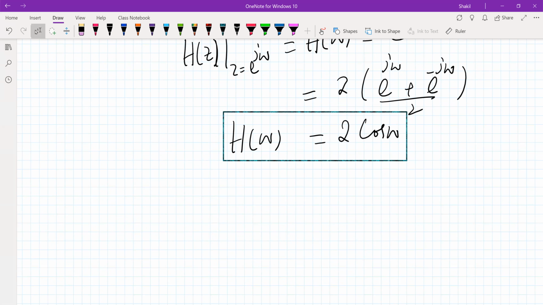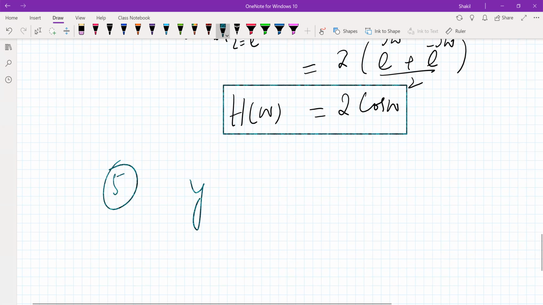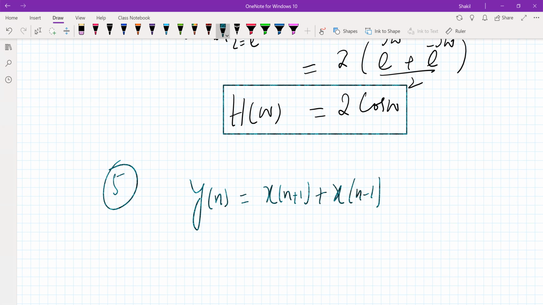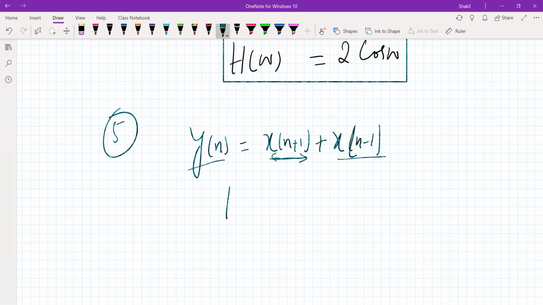Now our last question is about stability. Now y of n is x of n plus 1 plus x of n minus 1, right? As long as x of n remains finite, you can check that y of n is a finite quantity. We know that x of n plus 1 and x of n minus 1 are the shifted versions of x of n. As long as this is finite, let's suppose some quantity, this is mathematically how we say the quantity is finite.